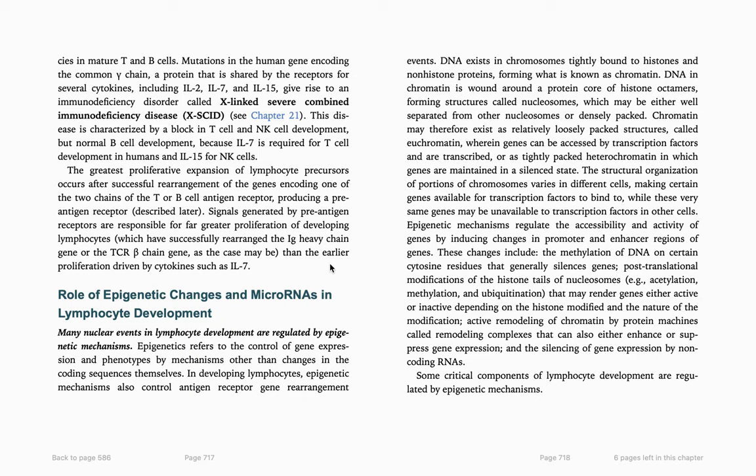Role of epigenetic change and microRNA in lymphocyte development. Many nuclear events in lymphocyte development are regulated by epigenetic mechanisms. Epigenetics refers to the control of gene expression and phenotypes by mechanisms other than changes in the coding sequences themselves. In developing lymphocytes, epigenetic mechanisms also control antigen receptor gene rearrangement events.